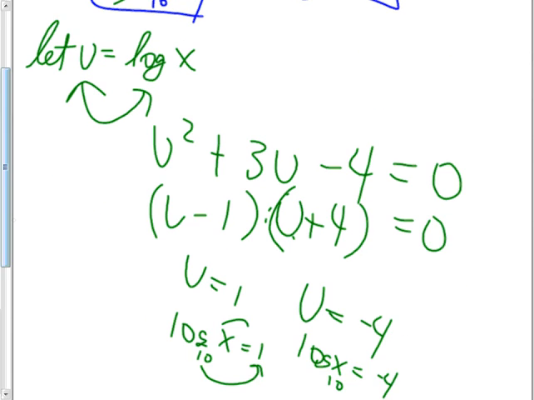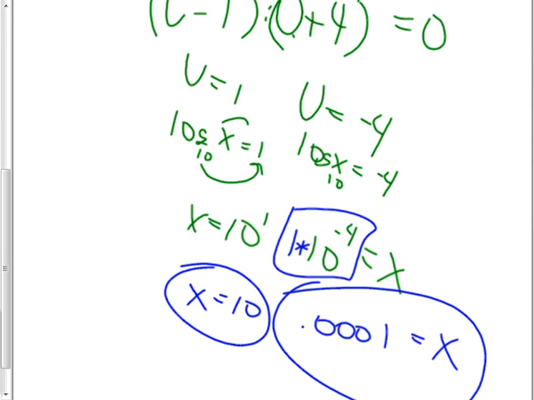Yep, the answers were 10 to the 1 and 10 to the negative 4th. You have to move the decimal on the 1 four spots to the left. The decimal's after the 1, 1.0 times 10 to the negative fourth. So then you move the decimal 4 spots to the left.